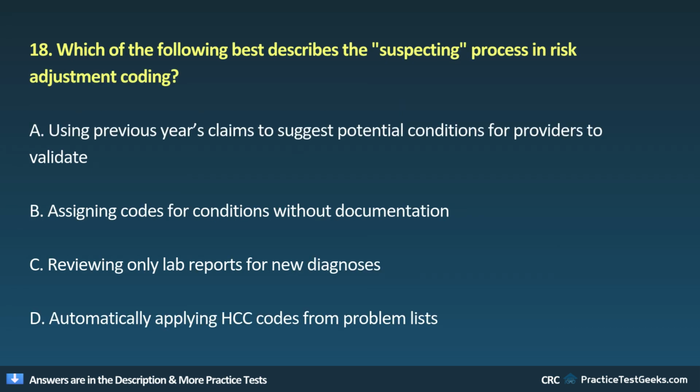18. Which of the following best describes the suspecting process in risk adjustment coding? A. Using previous year's claims to suggest potential conditions for providers to validate. B. Assigning codes for conditions without documentation. C. Reviewing only lab reports for new diagnoses. D. Automatically applying HCC codes from problem lists.